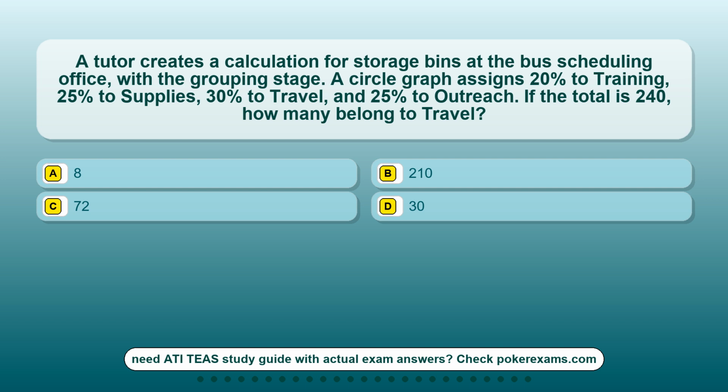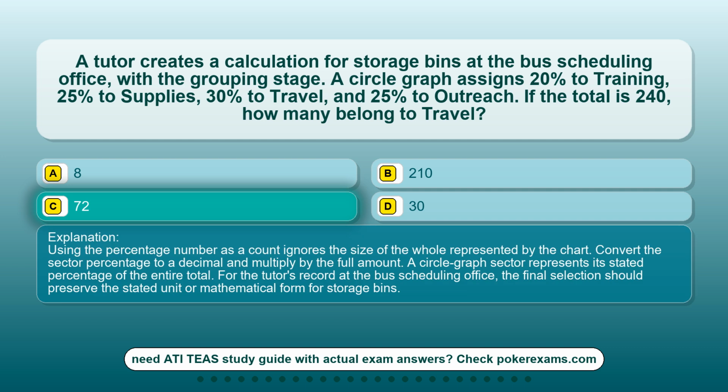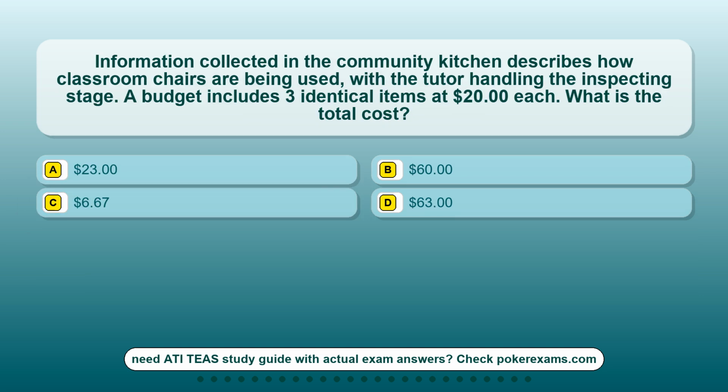Option A, 8. Option B, 210. Option C, 72. Option D, 30. The correct answer is option C, 72. Using the percentage number as a count ignores the size of the whole represented by the chart. Convert the sector percentage to a decimal and multiply by the full amount. A circle graph sector represents its stated percentage of the entire total. For the tutor's record at the bus scheduling office, the final selection should preserve the stated unit or mathematical form for storage bins.